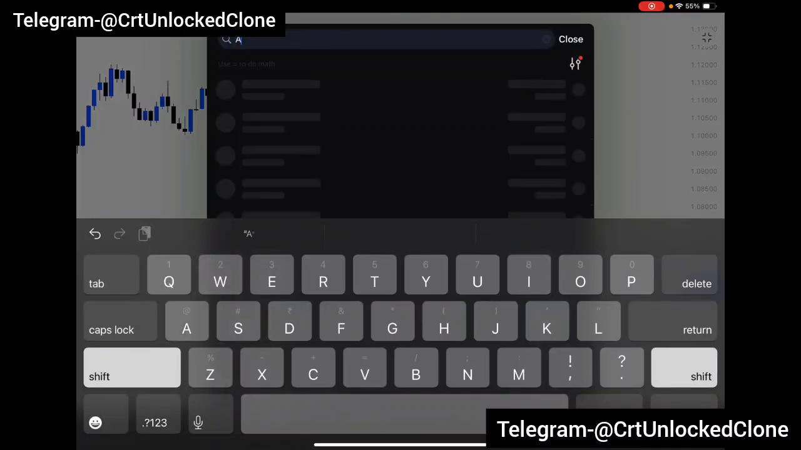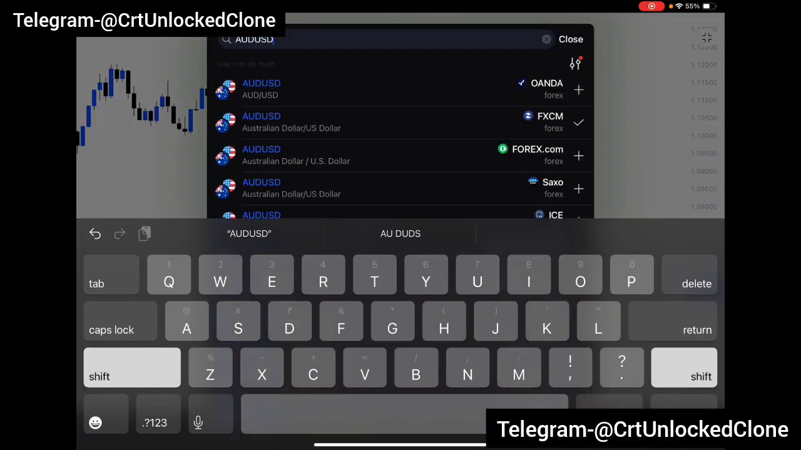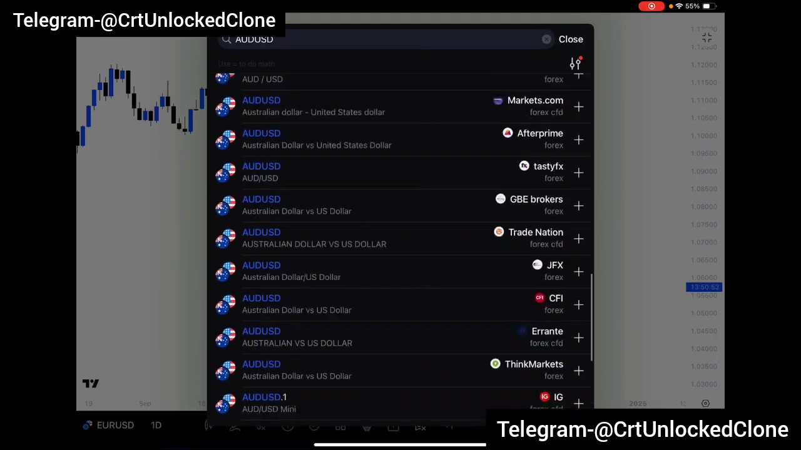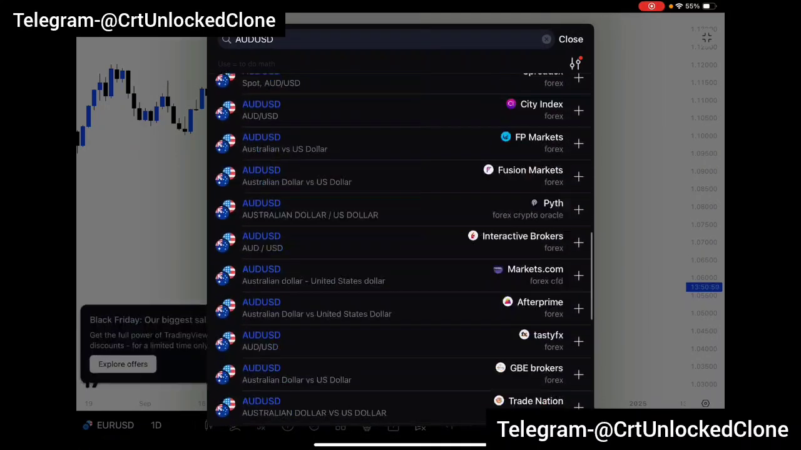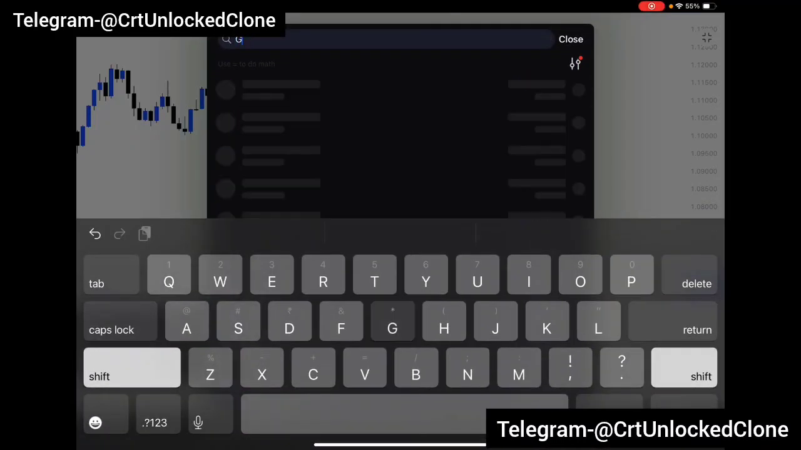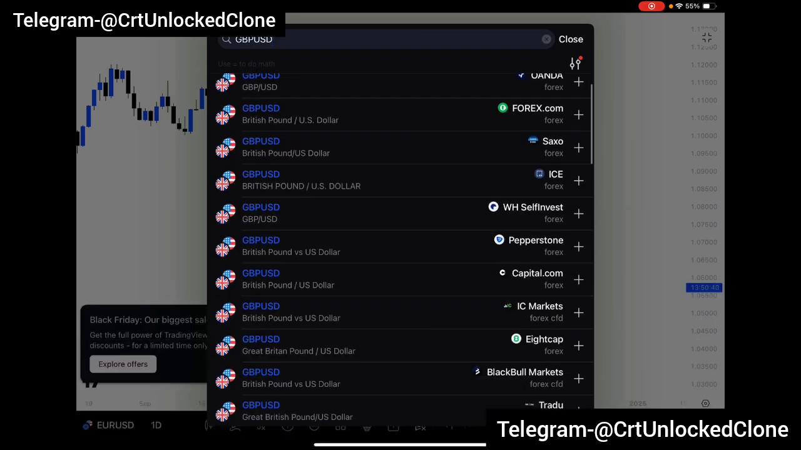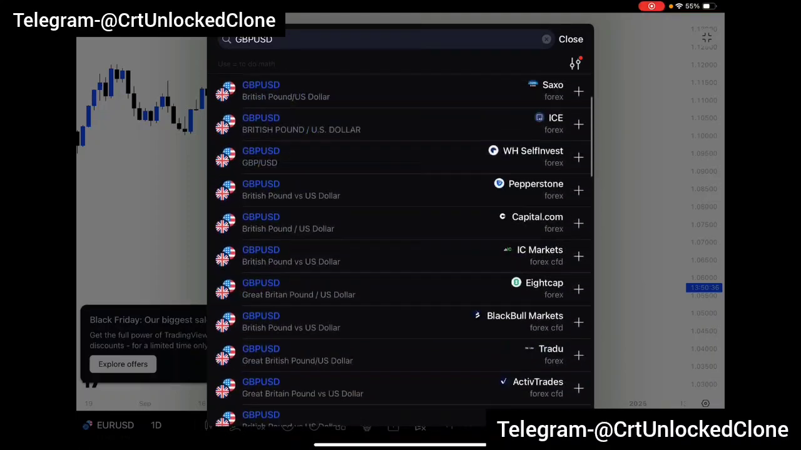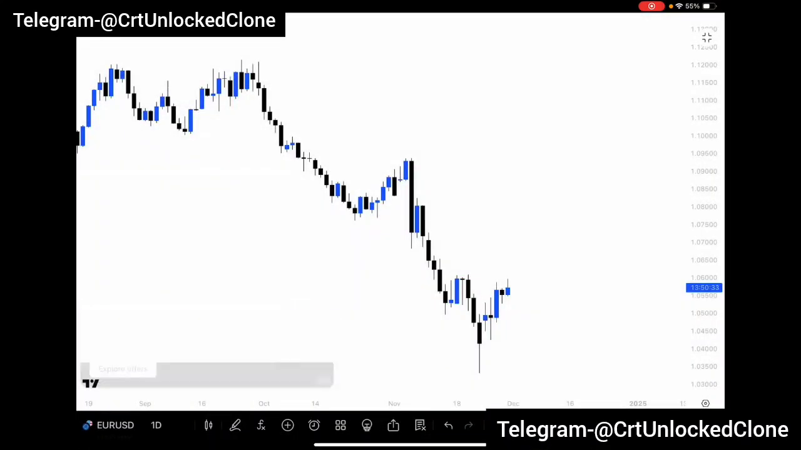If you search AUDUSD, even here you can see so many brokers, like EURUSD. You can see so many brokers are there. Even here you choose FXCM. Also I'll show you GBPUSD. Even here you can see a lot of brokers. Even here you need to choose FXCM. Choose FXCM for every pair on Forex. That will be helpful in your trading journey, guys.